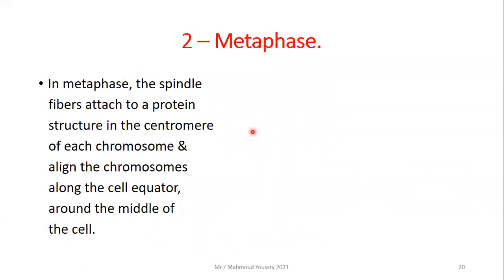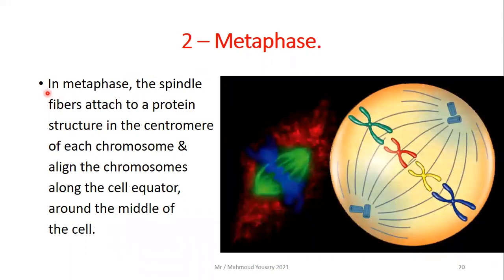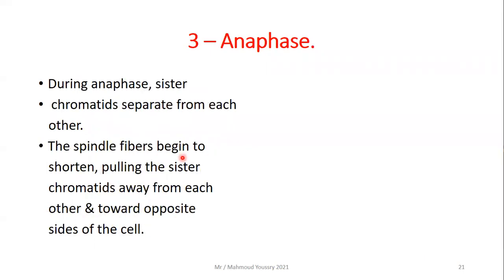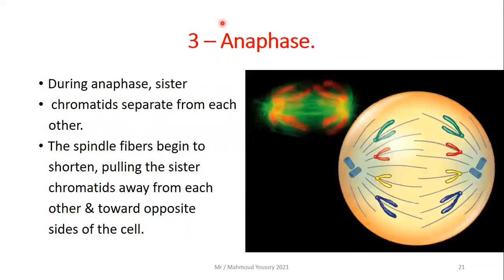Then the second stage of mitosis, which is metaphase. In metaphase, the spindle fibers attach to a protein structure in the centromere of each chromosome and align the chromosomes at the cell's equator. That is, they align the chromosomes at the center, in the middle of the cell, as you can see. Then the third stage of mitosis, anaphase.